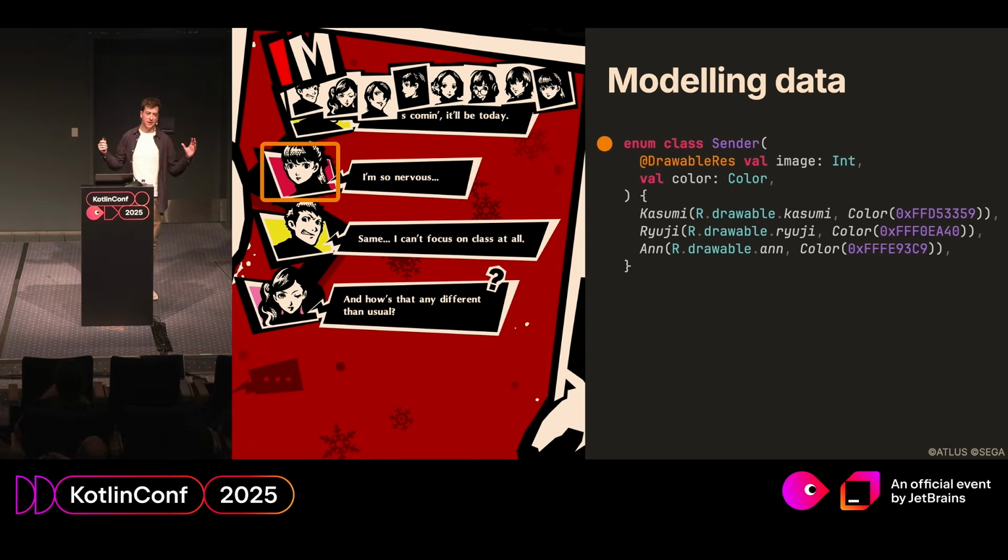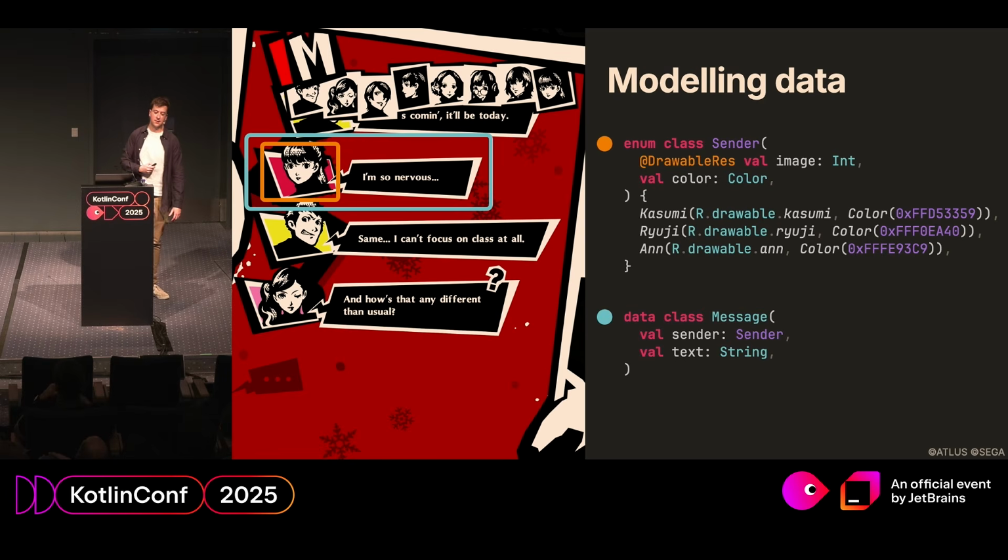We'll start by declaring a sender. This is a video game. There's a finite number of characters. We'll declare it as an enum. And we'll wrap all of that in a message type. So the message is basically the sender plus the text that they happen to send for this particular message.